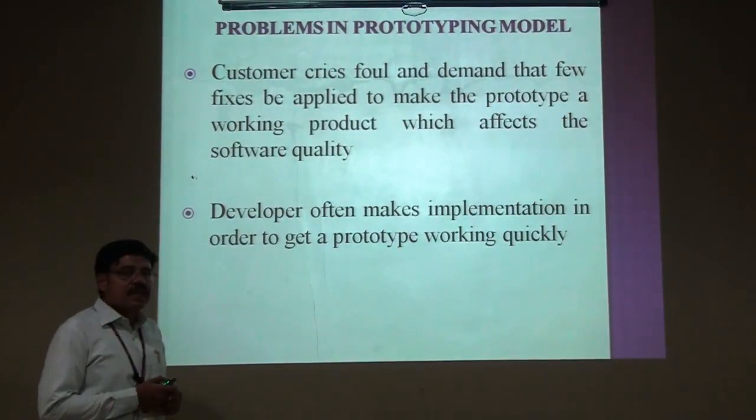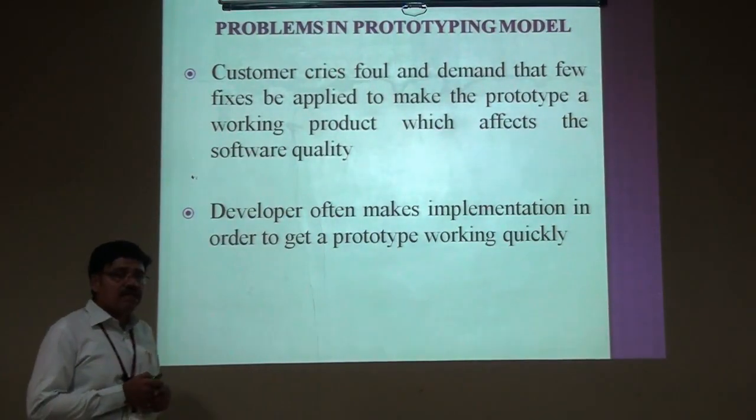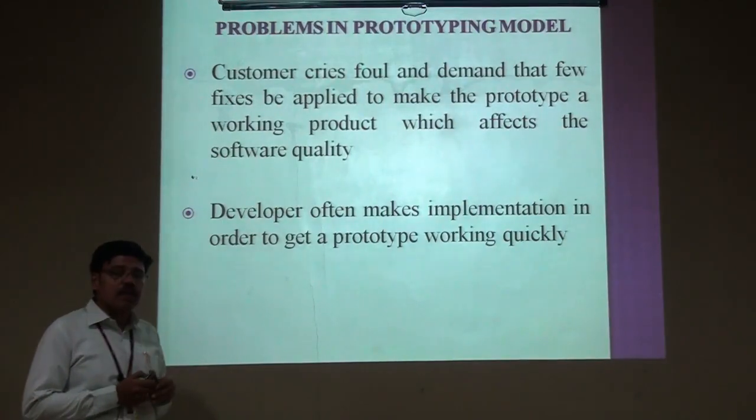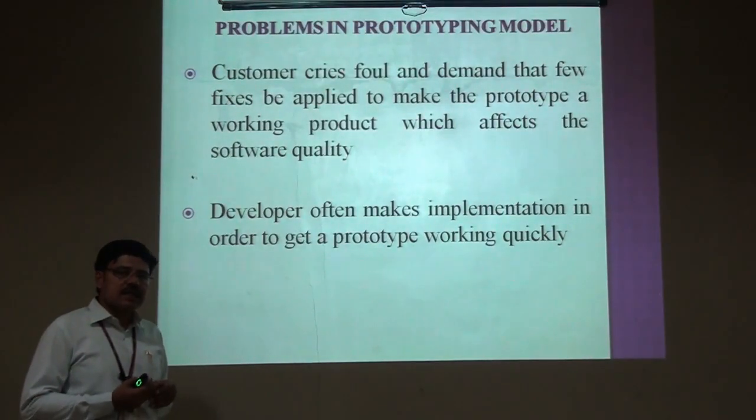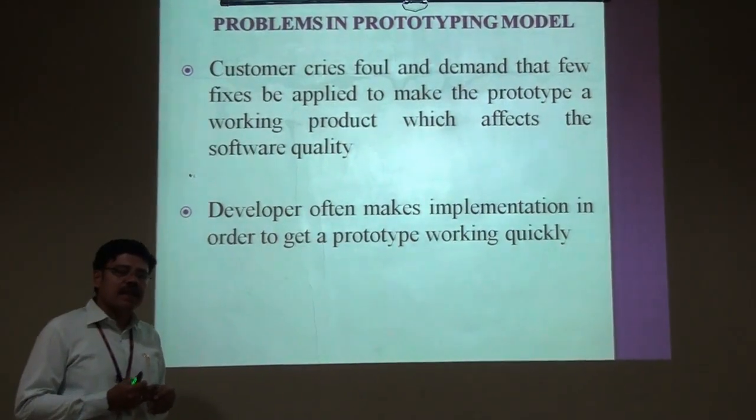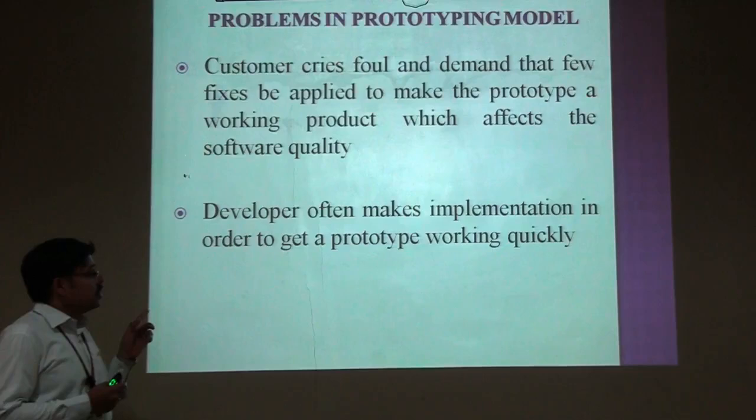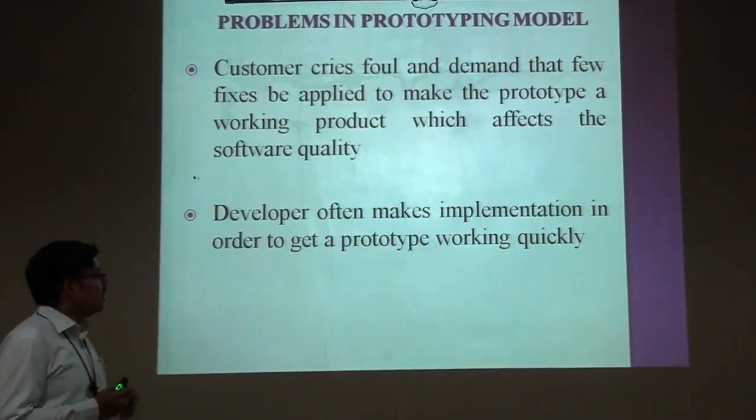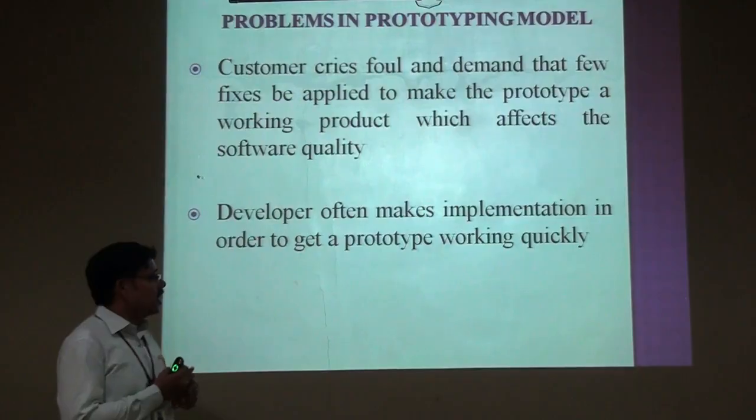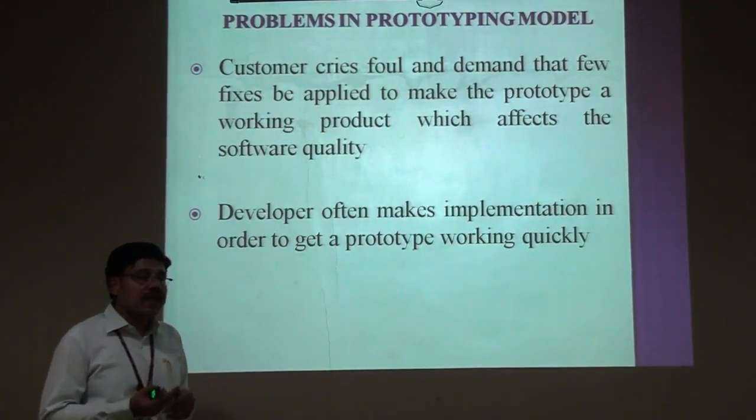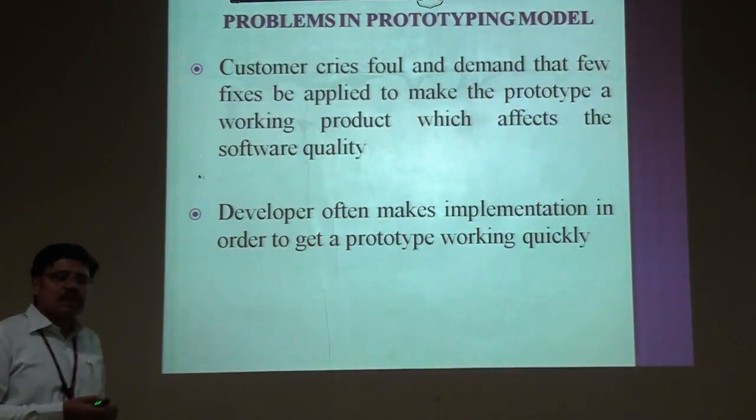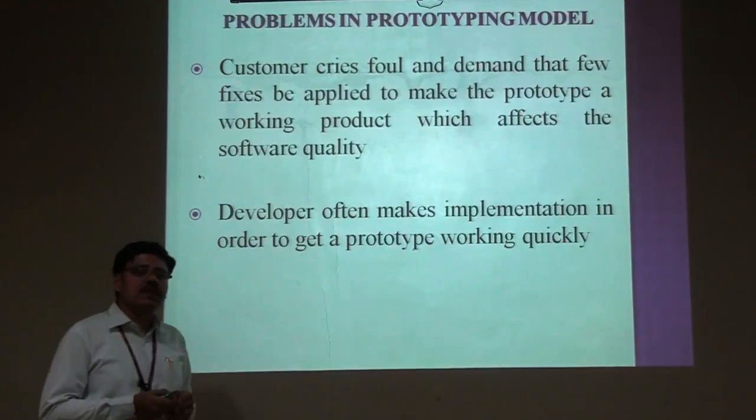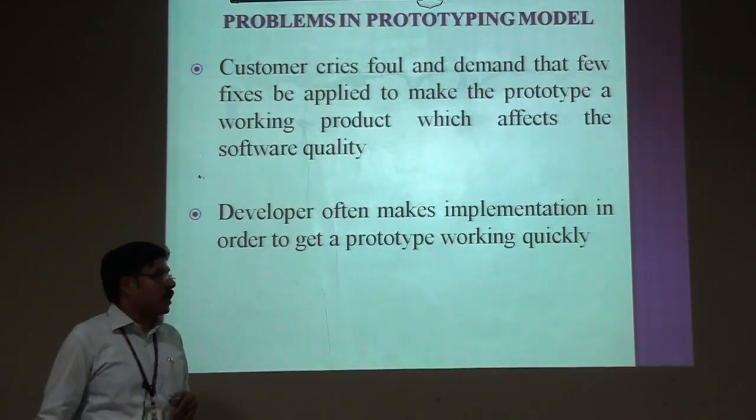The problem present in the prototyping model is that the customer will cry foul and demand that we make a few changes in the initial prototype and come out with the final product. When the customer wants it that way, the quality of the software will be completely reduced. That affects the software quality enormously. The developer often makes implementation choices in order to get a prototype working very quickly, in a quicker manner, which reduces the quality of the software product.